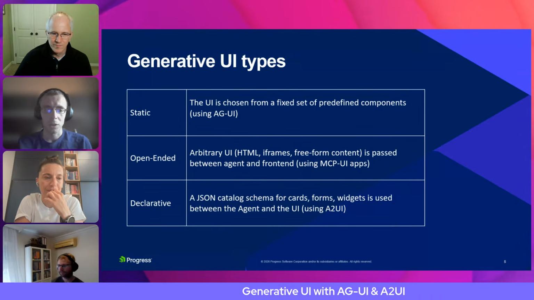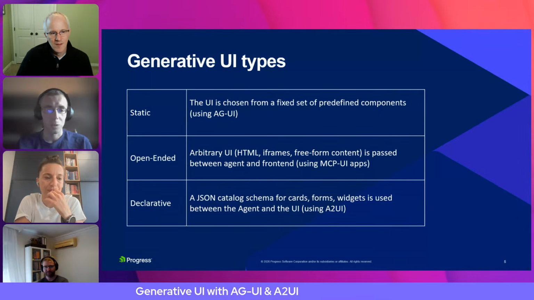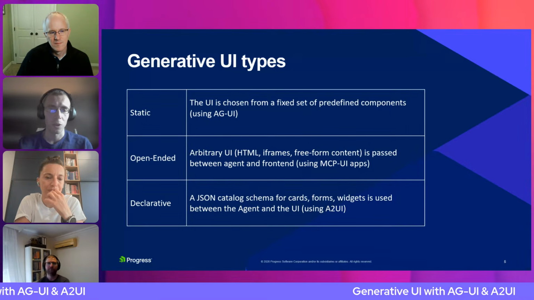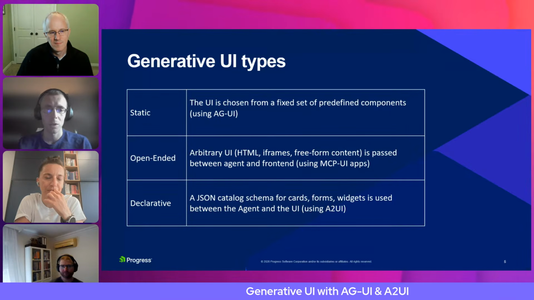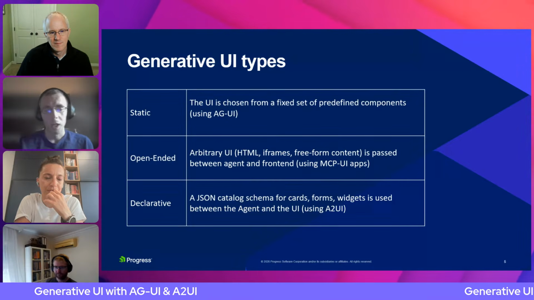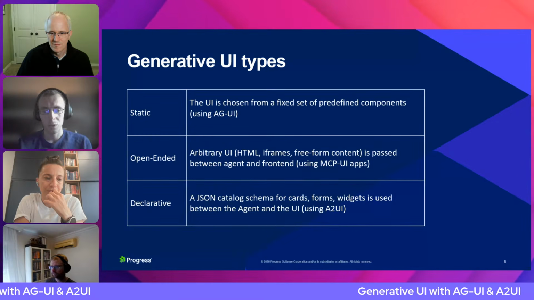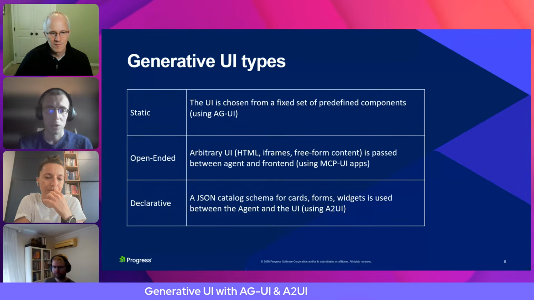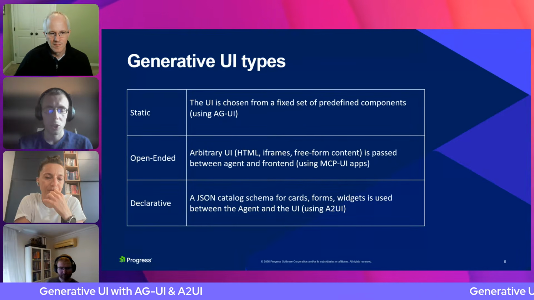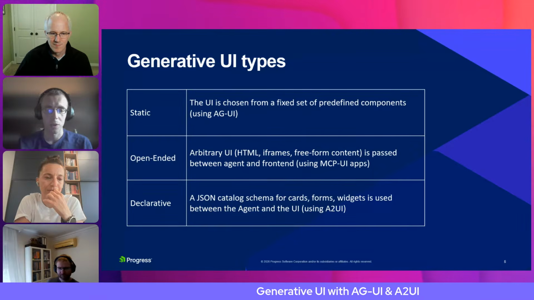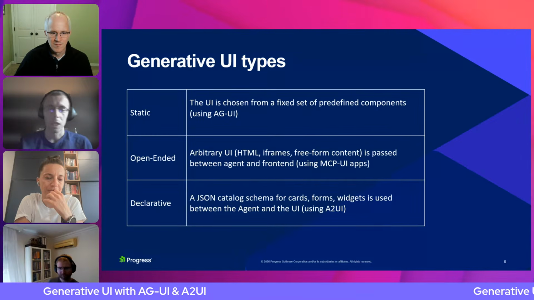So what sits between these two types is what we're going to show today, which is the so-called declarative generative UI, or maybe another name is the controlled type. This uses the so-called A2UI specification. We're going to elaborate on that in a moment. This essentially allows you to configure what components, and what properties and capabilities these components have, in order to be rendered.